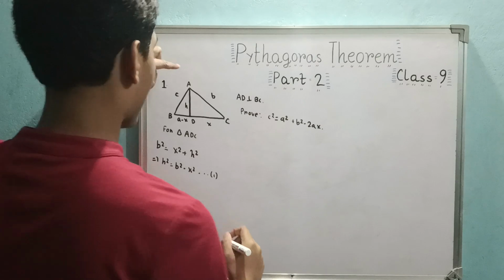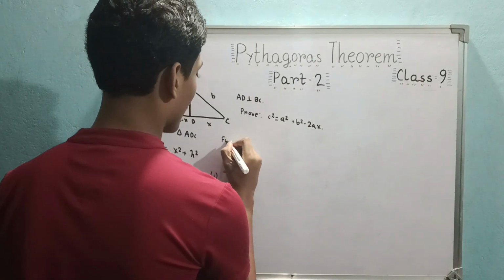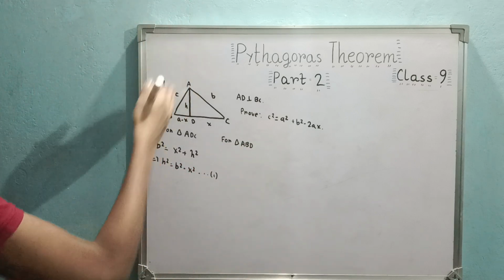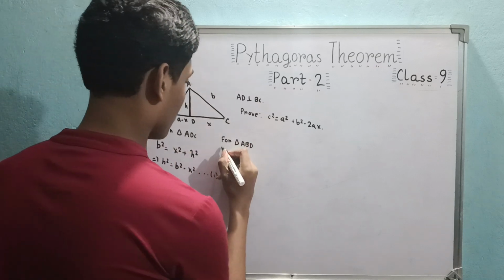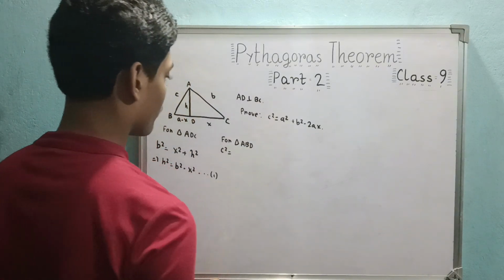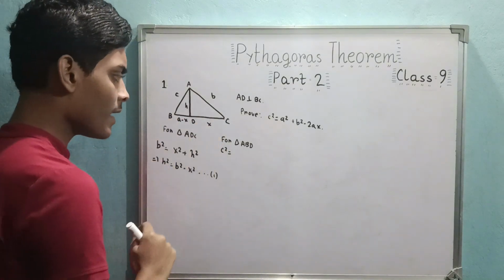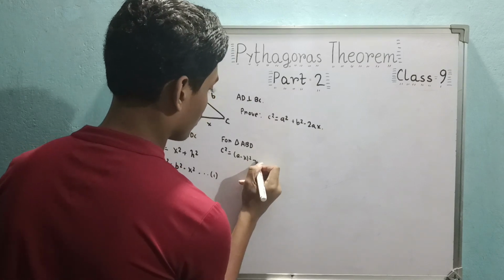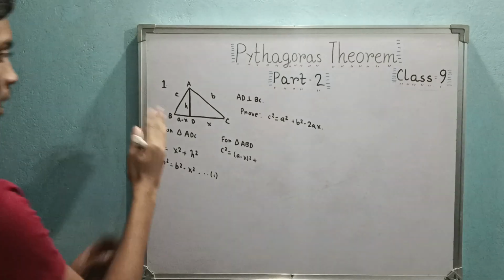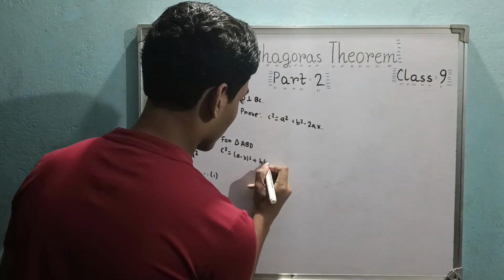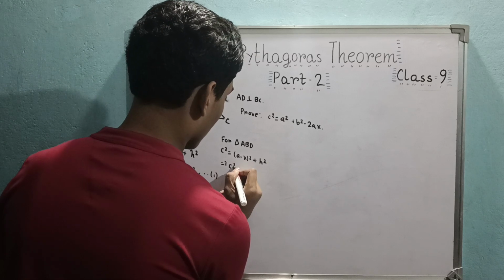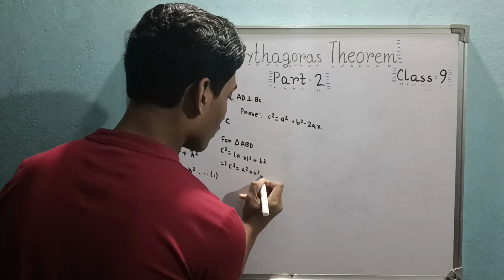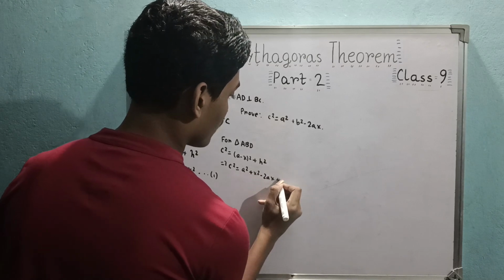Done. Then triangle ABD is also a right angle triangle. Here hypotenuse is AB, which is C. C square equals base square, base is BD, which is A minus X, squared, plus height square. Height is AD, which is H. Or C square equals A square plus X square minus 2AX plus H square.